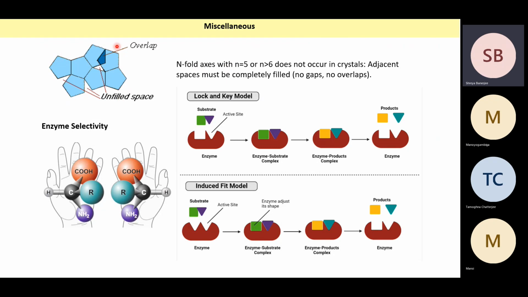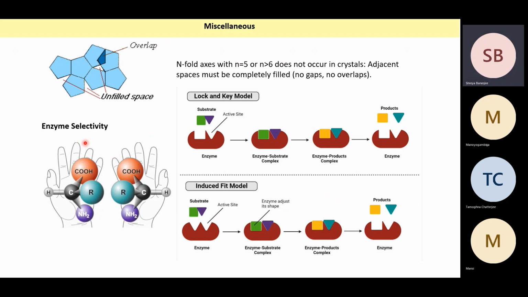So this cannot form a stable lattice system or crystal, because in some places there is unfilled space and in some places there is overlap. The unit cell must be such that repeating units of the unit cell fit together perfectly without any unfilled spaces or overlaps. So this 5-sided polygon cannot form a unit cell.